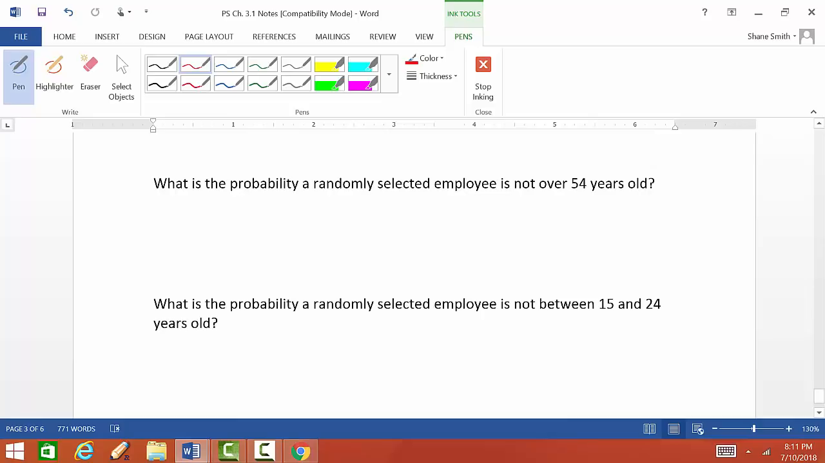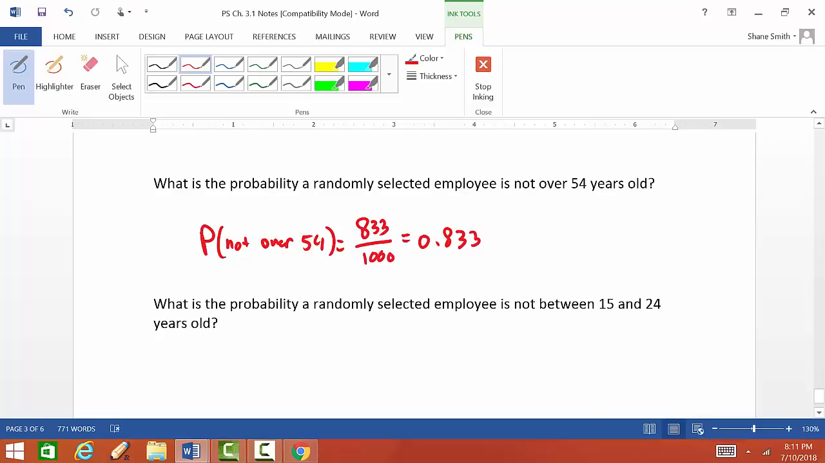And what is the probability a randomly selected employee is not over 54? Well, if you look at not over 54, there you can add up the 4 categories for that, and that is going to be 833 over 1,000, which is 0.833.